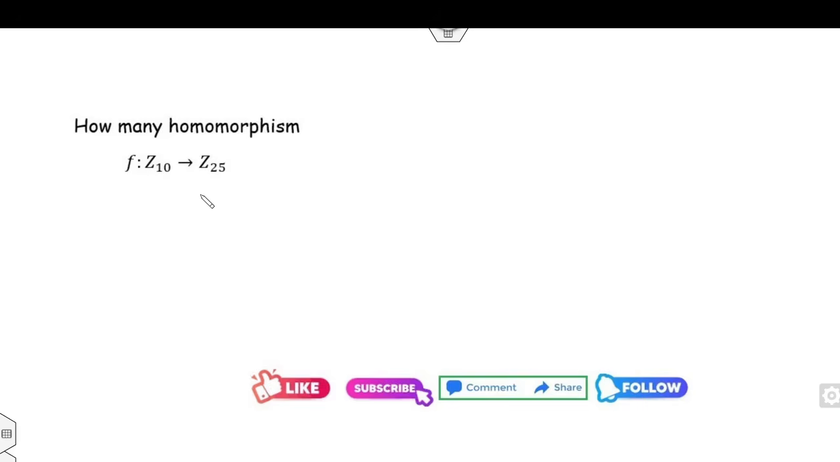How many group homomorphisms from Z10 to Z25? Again, it's a GCD of 10 and 25. So the answer is 5. So the right answer of this problem is 5.